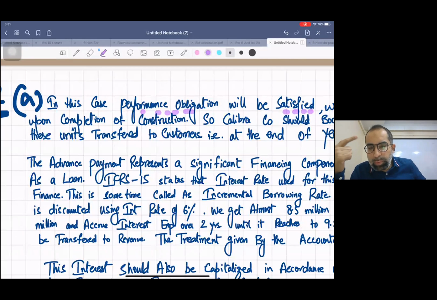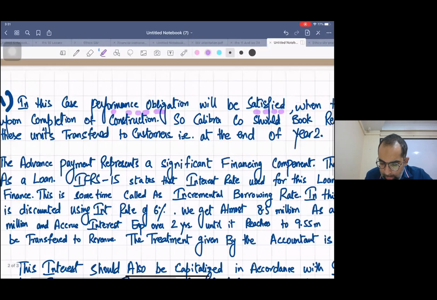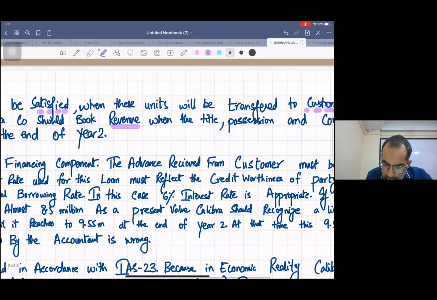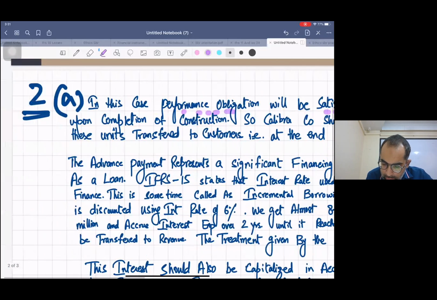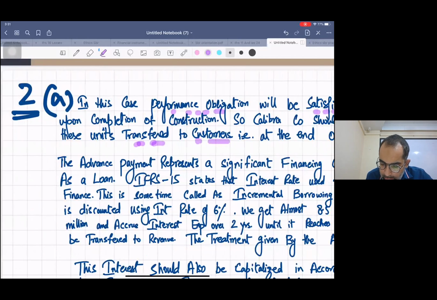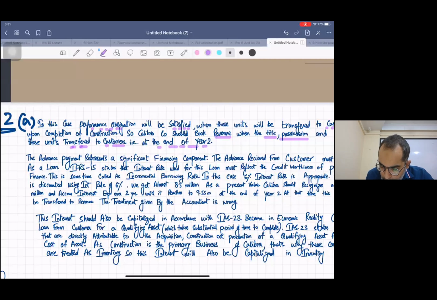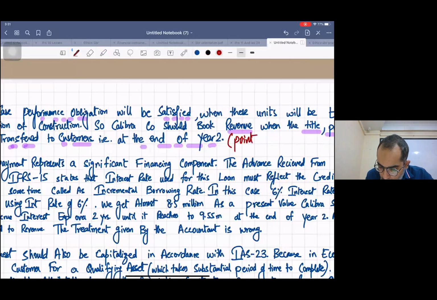So you are going to satisfy the performance obligation after 2 years. Calibra should book revenue simply when the title, possession, and control of these units are transferred to customers. That is at the end of year two. And if you want, you can write in brackets: point in time.